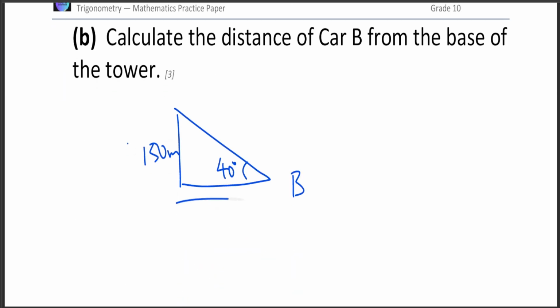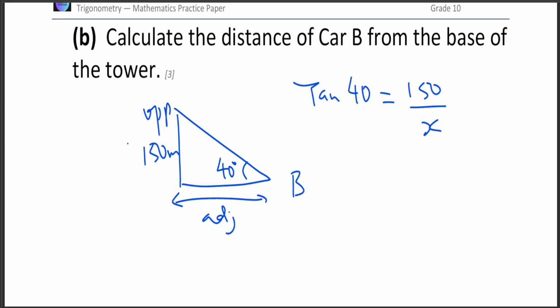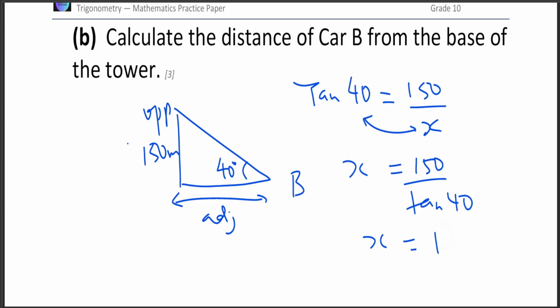So sisi tutatafuta tena hii, which is the adjacent one. So tan 40 is equal to opposite over adjacent. Opposite yako ni 150 over adjacent yako haujui ni x. So interchange once more. X is equal to 150 divided by tan 40. So x is equal to what? 150 divided by tan 40. That gives you 178.76 meters, and that is your answer.